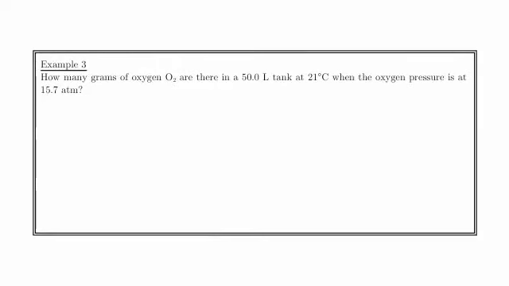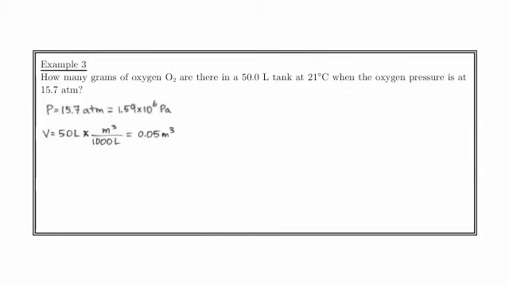How many grams of oxygen are there in a 50-liter tank at 21 degrees Celsius when the oxygen pressure is at 15.7 atm? So this is a PV equals nRT problem. And what we need to do is first convert, because atm is not SI units. Pascals are, of course, SI units. 15.7 atm, if you do the conversion, turns into 1.59 times 10 to the 6 pascals.